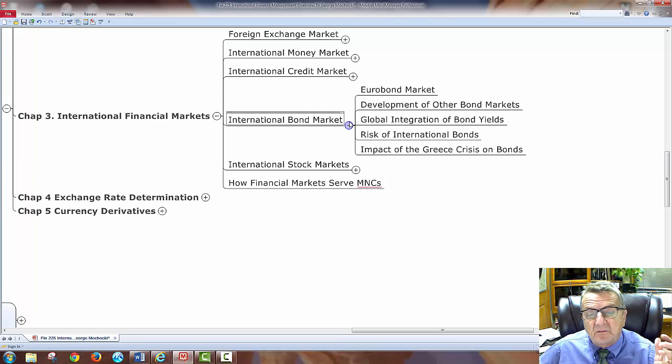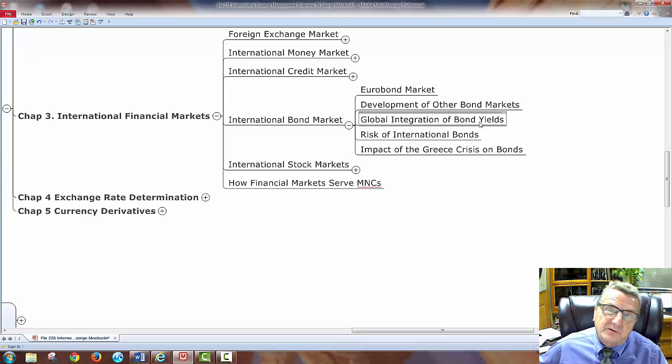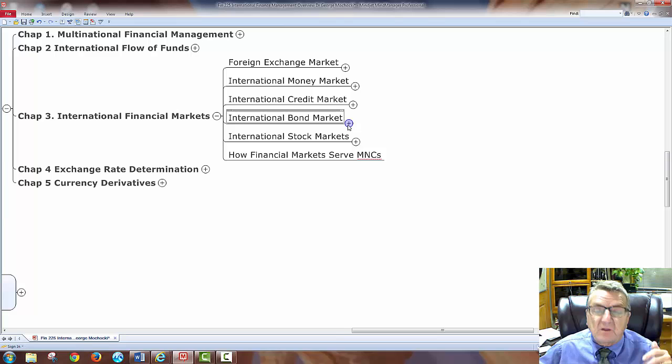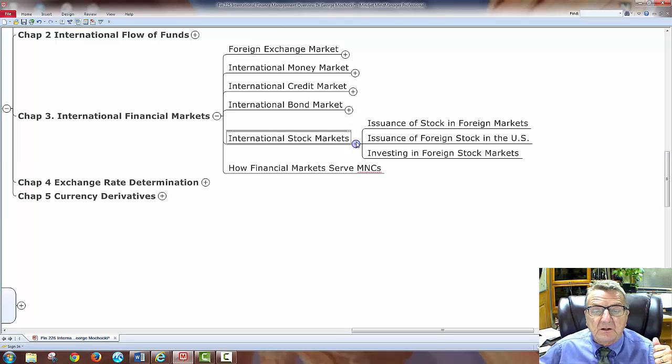Okay, international bond markets, Eurobond, development of other bond markets, bond yields, how much it's going to cost me by the time I get it back, yields over the term, but it takes everything, the cost, the interest, everything, the time, that's all part of it, and then what's left over. Okay, risk of international bonds, and again, impact of the Greece crisis on bonds. Right now, they're in or not in the euro, they're making it up at the last minute, but we'll see what happens. And there'll be something current, because a lot of times with the author, we'll go look at online sources that are current.